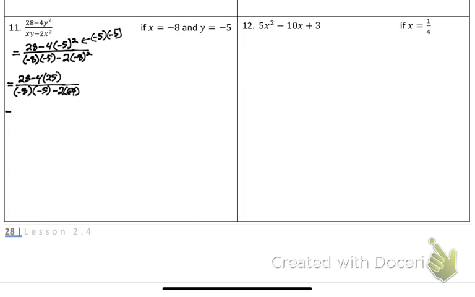Okay, on the top, we have a multiplication, right? So we have to do this first. So I have 28 minus, what's 4 times 25? 100. On bottom, my multiplication, we do multiplication left to right, correct? What happens when I have a negative 8 times a negative 5? It comes out to a positive 40. Minus 2 times 64, 128.